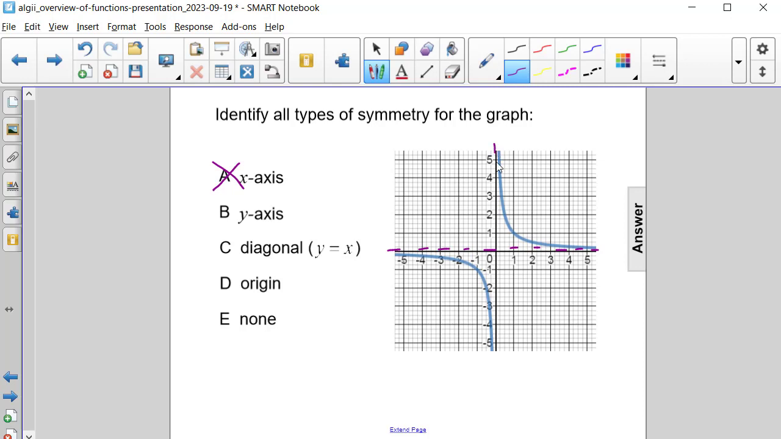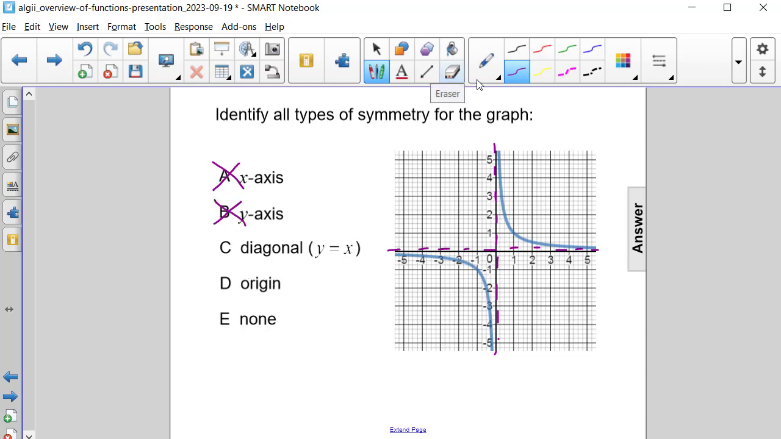Is it instead symmetric about the y-axis? Well, if it's symmetric about the y-axis, you would have the same pattern going from right to left as what's shown left to right here. So it's not symmetric about the y-axis.